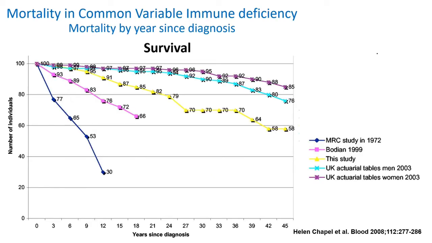And this is the same also in the other very important group of immunodeficiency, which is common variable immune deficiency. Again, we have several cohorts here studied in the United Kingdom. And the message from this slide is that if you look at the cohort studied in 2003, the survival of the individuals affected with common variable immune deficiency is much better than those studied in earlier years in the 1970s.